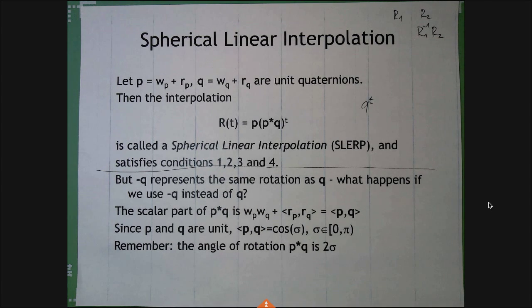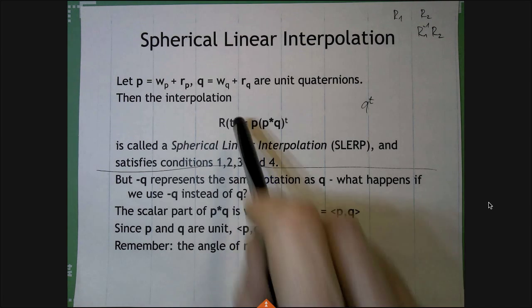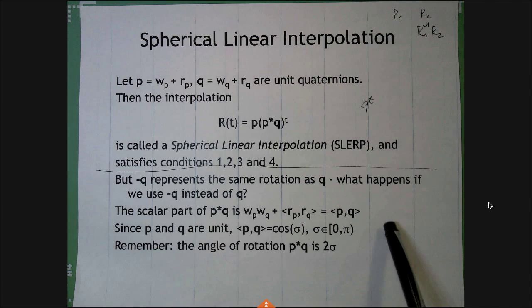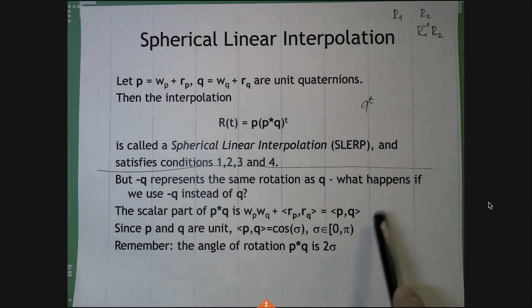What do you think happens if I use minus q instead of q? If I convert minus q to a matrix, I get exactly the same matrix as if I convert q to a matrix. Doesn't make any difference there. But if I do slerp between p and q and between p and minus q, I can get a dramatically different result. If you don't believe me, just try it in your favorite quaternion library, unless it does some tricks behind the scenes. You will see a dramatically different result.